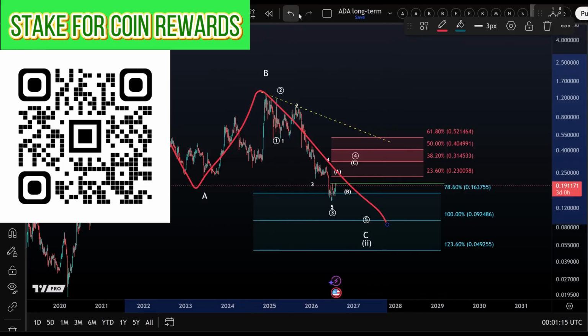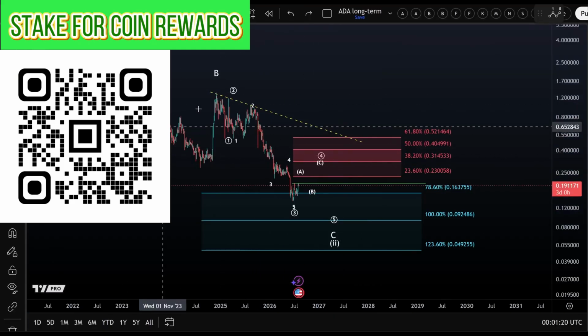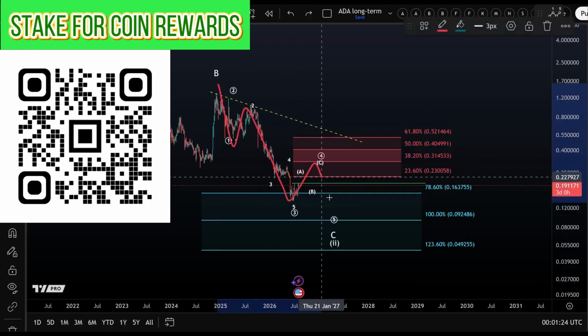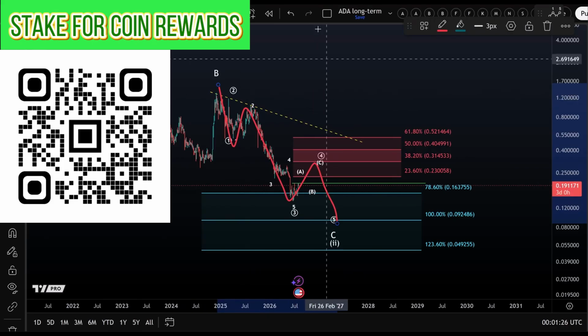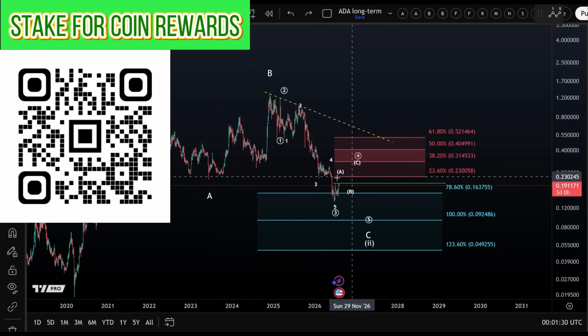The other reason, as I already mentioned, is that a C wave should be 5 waves. We only have 3 waves so far, so another lower high and another lower low seem likely. So now, to get a little bit more information about the microstructure, let's take a look at the shorter time frame.